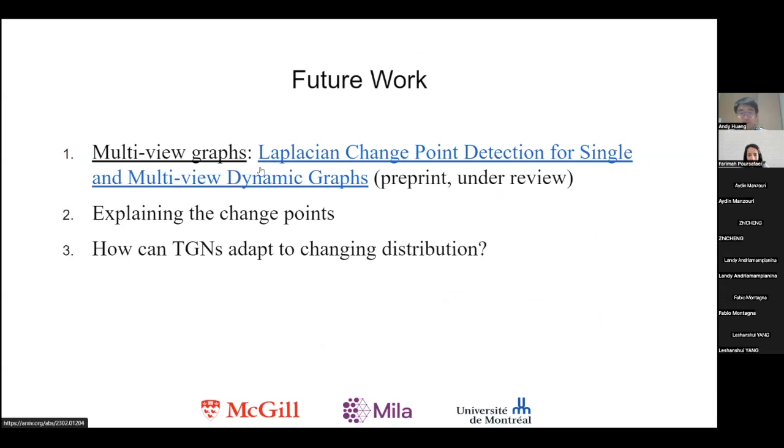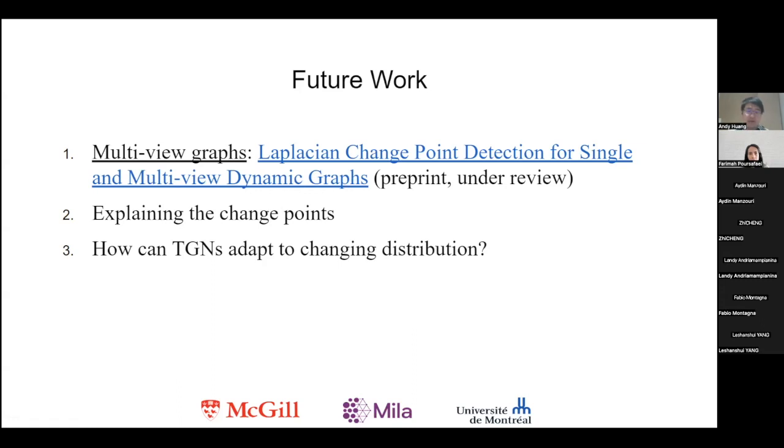In terms of future work, I have actually also worked on extending this to multi-view graphs. The arXiv preprint is available on my website, but it is currently under review. And then one direction that I think is very interesting is how to explain the change points. Both the output of LAT and SCPD can only tell you where the distribution change happens, but it doesn't tell you exactly what happened. So I think it will be very interesting to have more explainability-based methods for that.